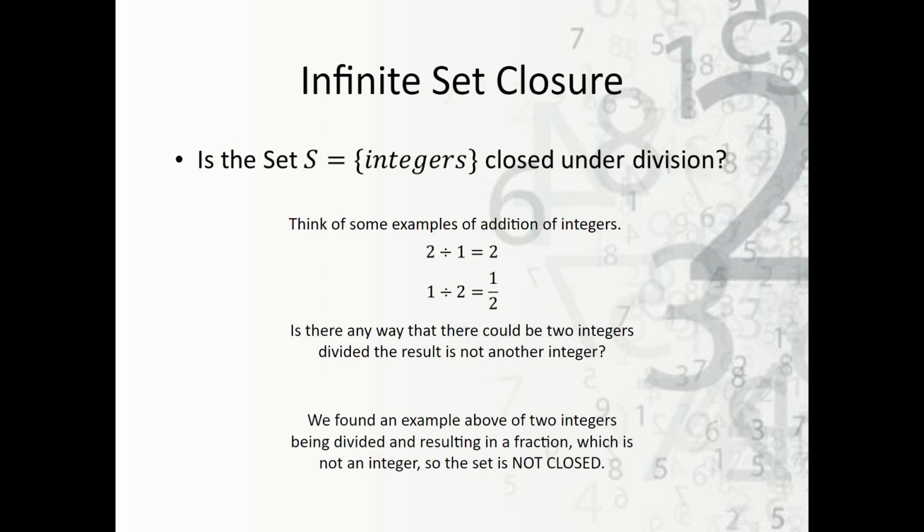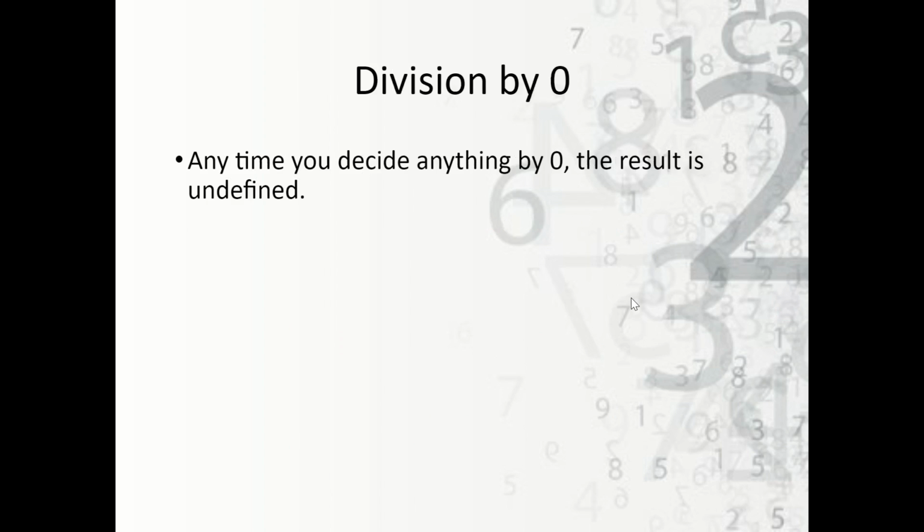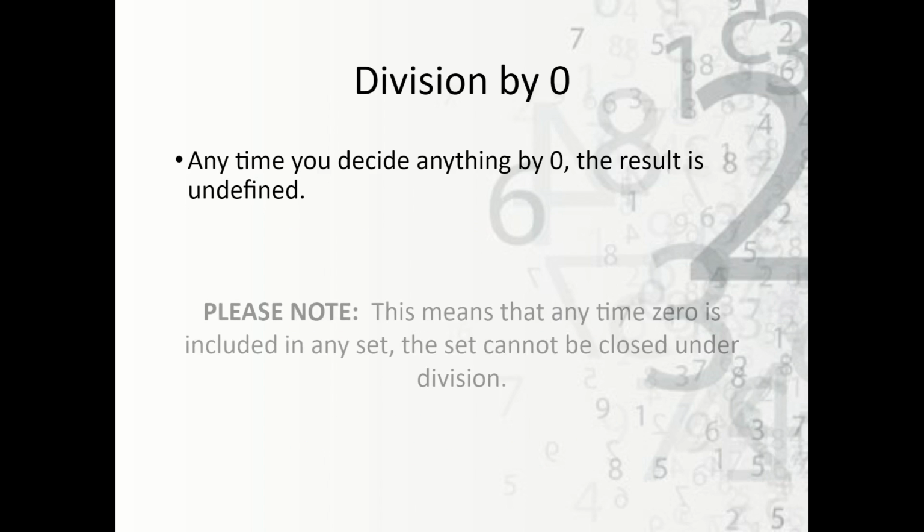Now, there's an easier way for us to be able to tell that this set is not closed. Because I told you last time, if we include 0 in the set, then it is never closed under division because it's undefined. If we divide something by 0, it will always be undefined. So 0 is an integer, so if we were to divide by 0, it would be undefined. So therefore, that previous set would not be closed because of division by 0.